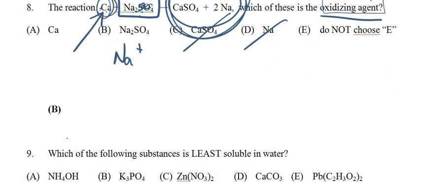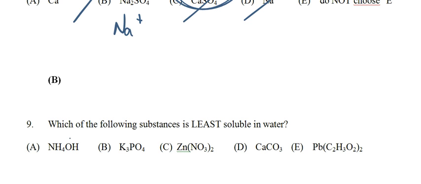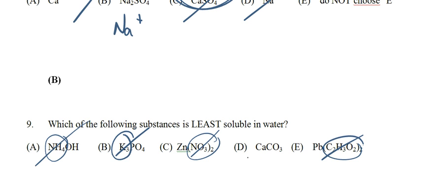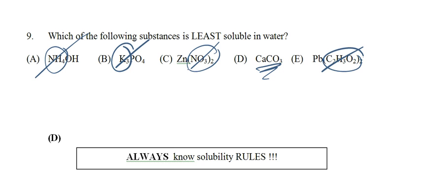All right, number 9. Which of the following substances is least soluble in water? Solubility rules, guys. Acetate, soluble. That one's out. Nitrates, out. Group 1A, out. Ammonium, out. D. Know your solubility rules. Know what's soluble, and the others will just pop out at you.